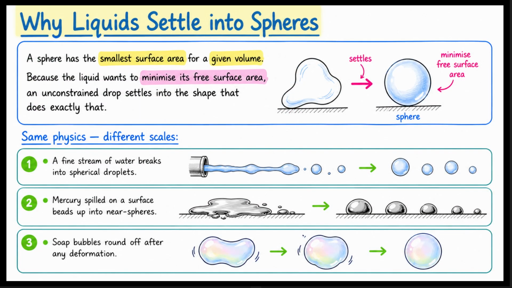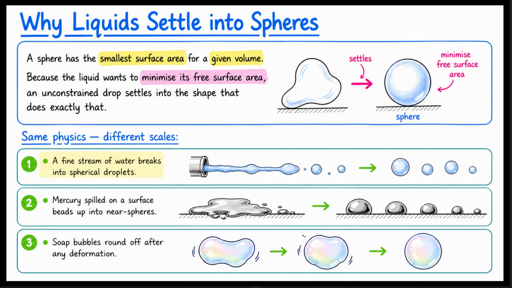Now we can answer a very natural question. Why are small drops round? The answer is geometry. For a fixed volume, a sphere has the smallest possible surface area. Since the liquid is always trying to shrink its free surface, an unconstrained drop naturally settles into the shape that does exactly that.